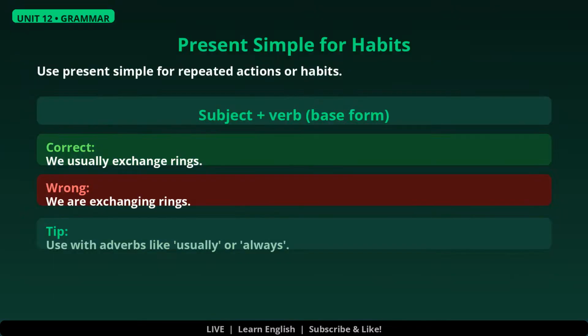Time for some grammar. Present simple for habits. Use present simple for repeated actions or habits. For example, we usually exchange rings. A helpful tip. Use with adverbs like usually or always.